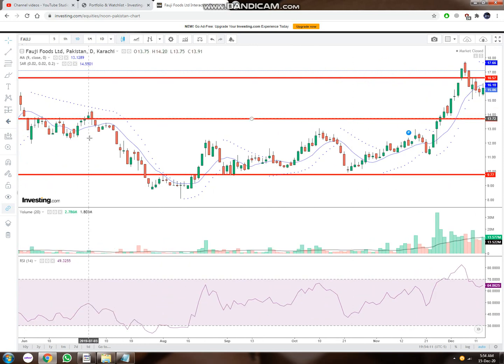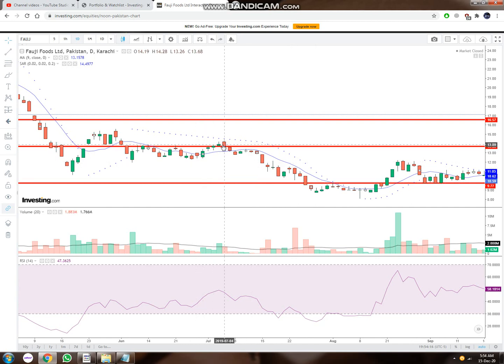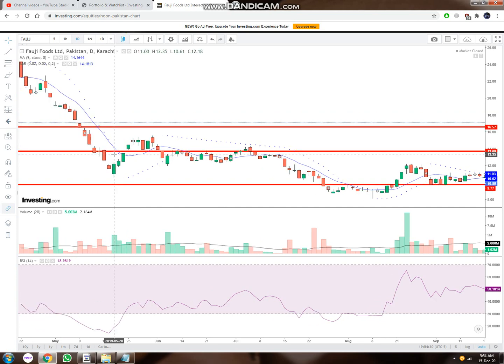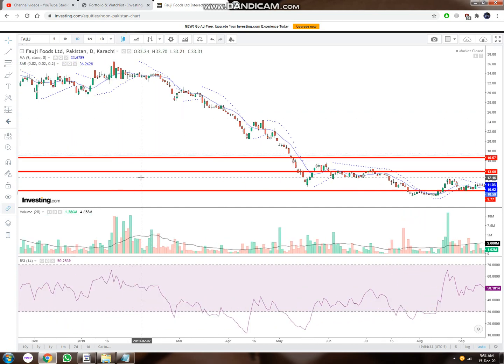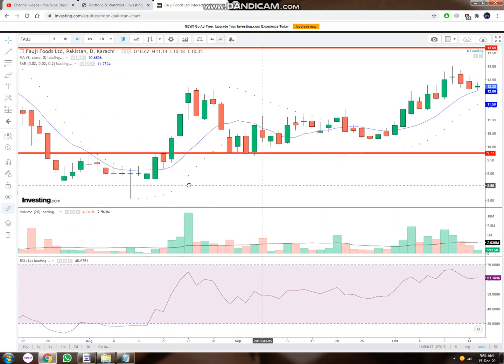Now over here again, it's a clear example of a false breakout. Now this is a false breakout, you can see. By knowing, you will have to run through history to match the support and resistance level.